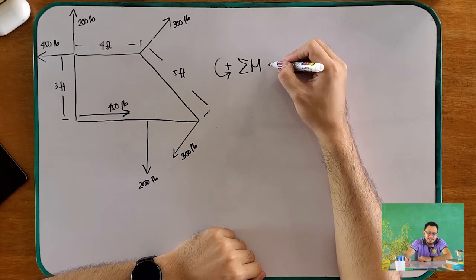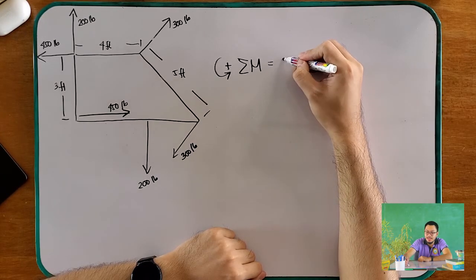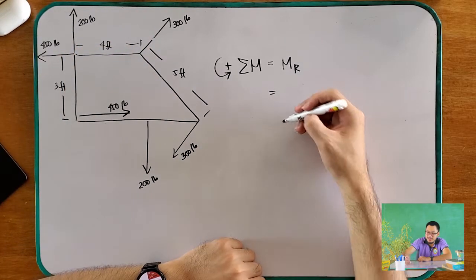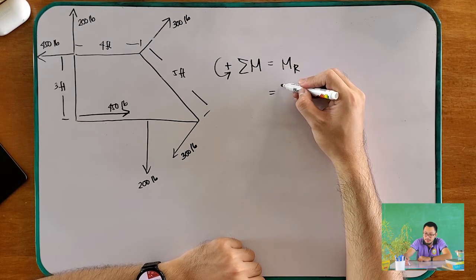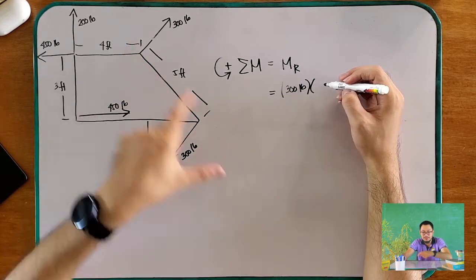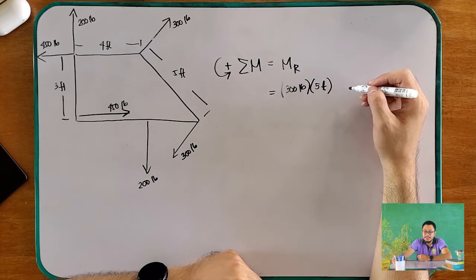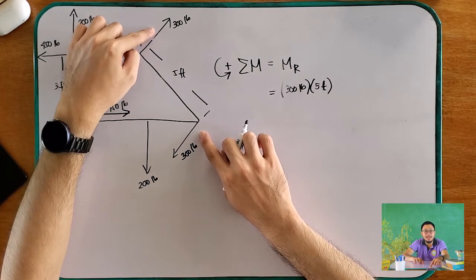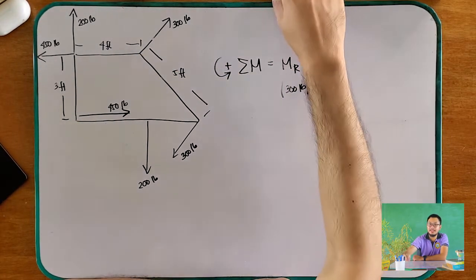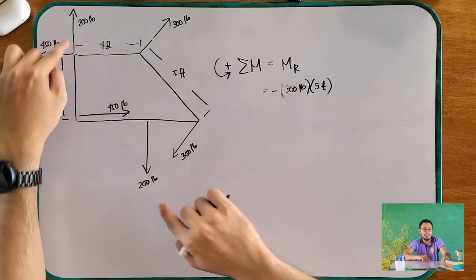Basically, when you sum the moments, you will determine the resultant moment. Okay? And therefore, to solve your resultant moment, let us add all the couples. So, let us start with our couple number 1. Okay? What is the formula for the moment of a couple? 300 pounds times the distance of the two forces, so 5 feet. Is this clockwise or counterclockwise? This creates a clockwise direction. So, negative.